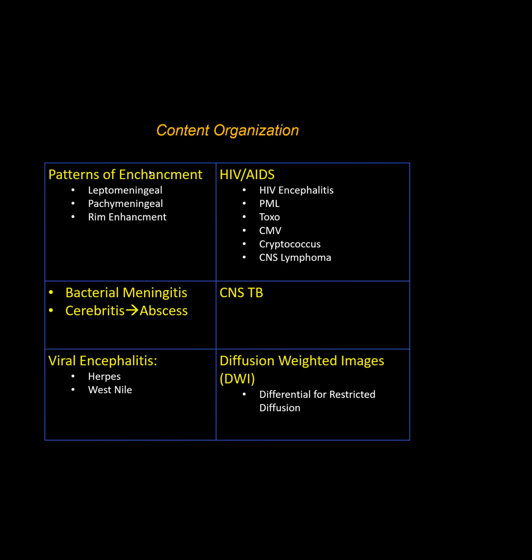We talked about different patterns of enhancement: leptomeningeal, pachymeningeal, rim enhancement. We talked about abscesses and their development. We talked about different encephalitides; herpes is a big one you have to know. Flaviviruses like West Nile like to go to deep gray structures. And we talked about how COVID can go to your brain and give you a meningeal encephalitis.